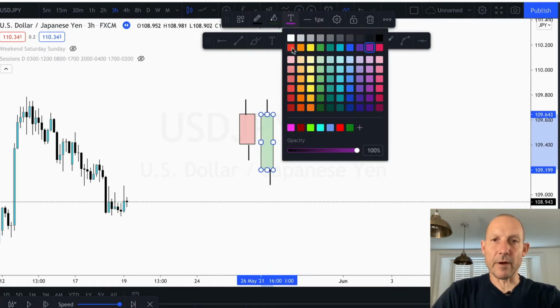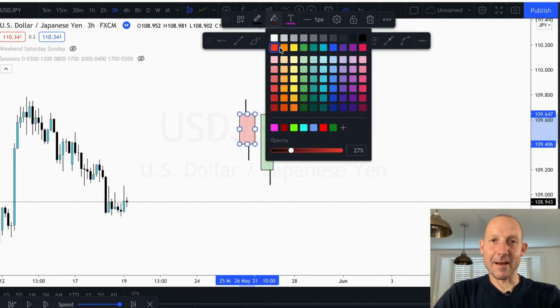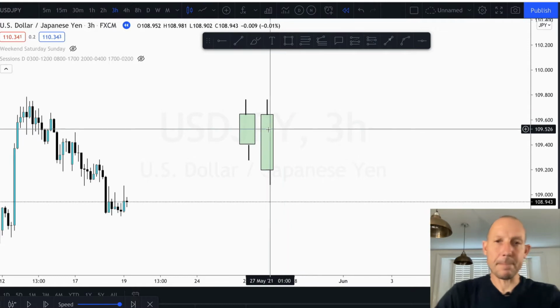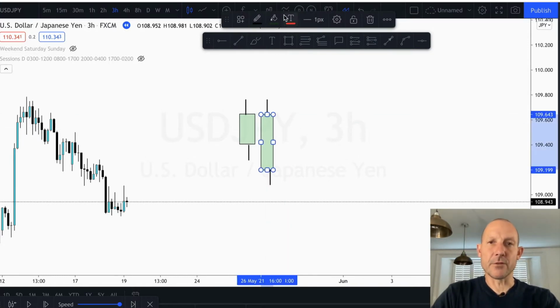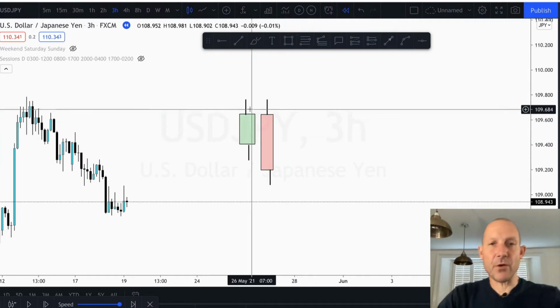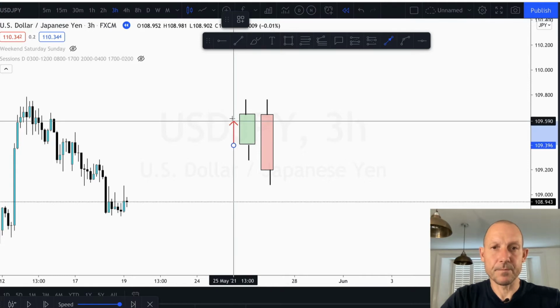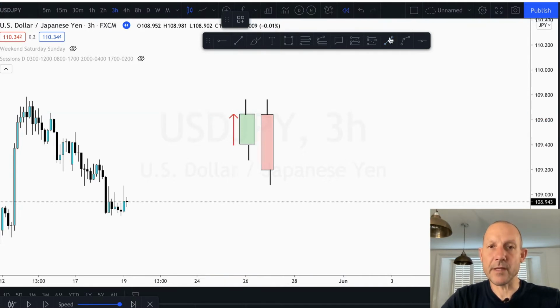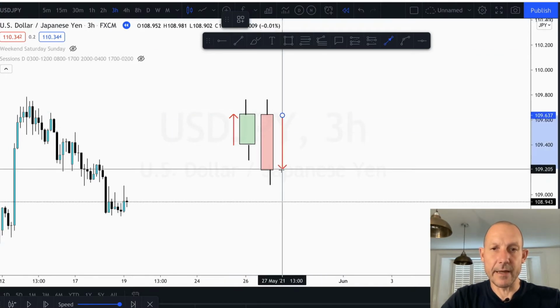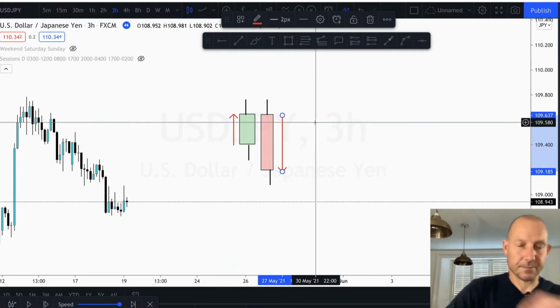No, I've got them the wrong way around. Right, let's get them the right way around. I didn't change the colour of that one. Right, we got there. So we've got this candle here, which is a bullish candle. This is heading in an upwards direction. And then we've got this candle here, which is heading in a downwards direction. So we've got a bullish candle here, a bearish candle here.